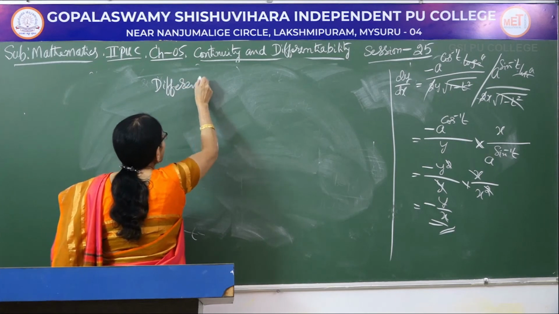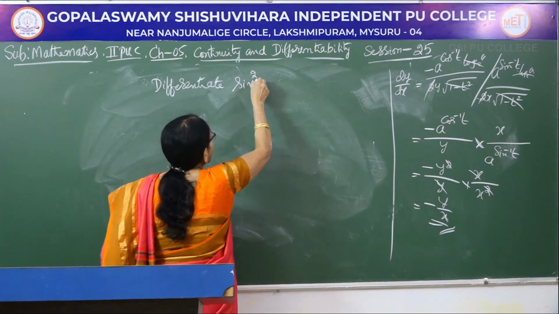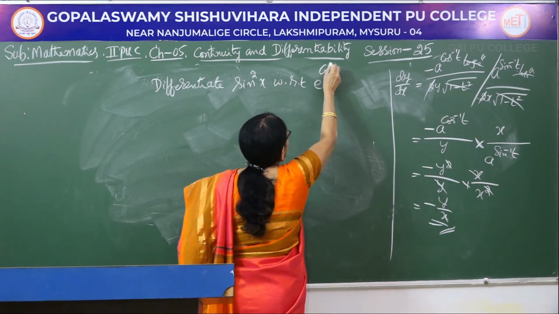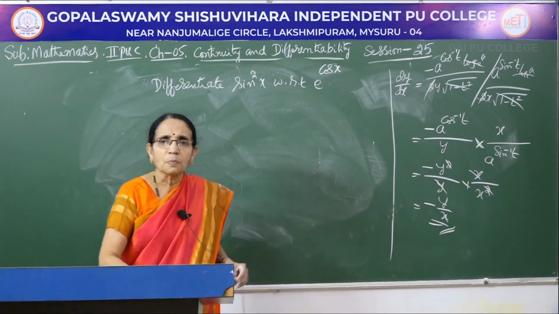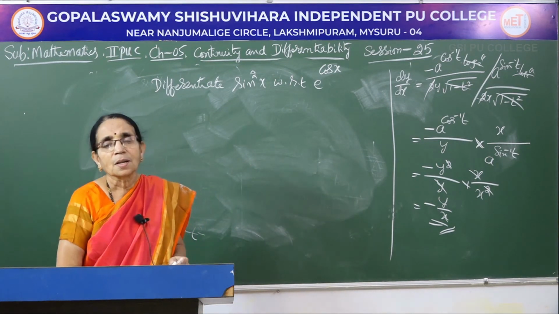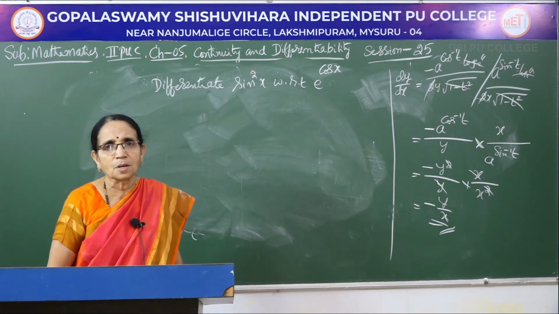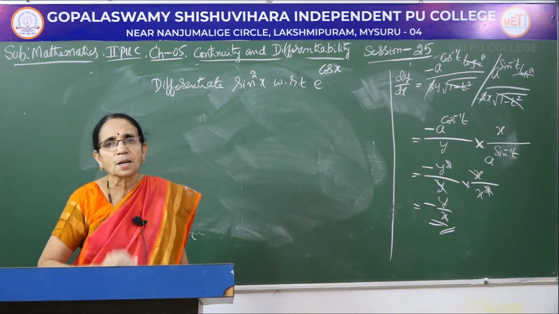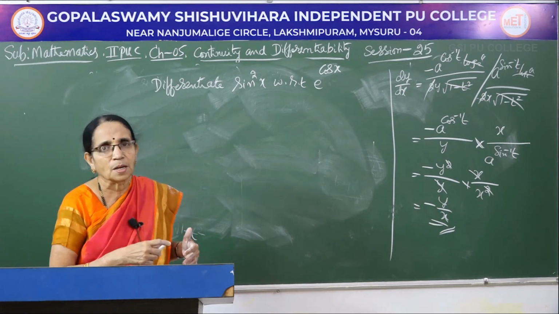Differentiate sin square x with respect to e to the power cos x. E to the power cos x. This is a parametric function only, but not directly asked like this. Like in all the earlier problems of this session and the earlier session, I had given you if x equal to some function, y is equal to some function, find dy by dx. See, the same thing is asked in a different way here.